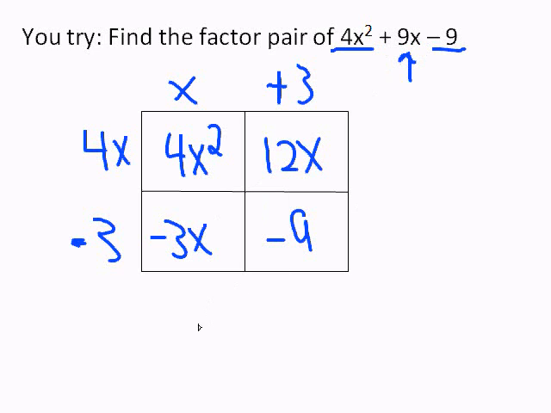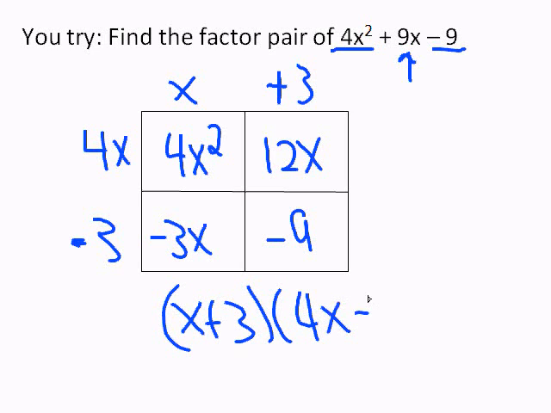So our factors are x plus 3 and 4x minus 3. Now you could have written that as 4x minus 3 and then x plus 3. It would have been the same answer.